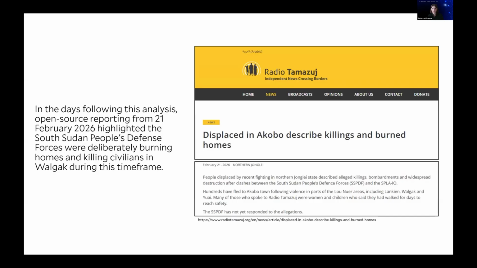So in the days following this analysis, we were able to confirm that there was likely an arson attack human security incident on the 15th of February in satellite imagery. We were then able to see in open source reporting collected on the 21st of February that the South Sudan People's Defense Forces were deliberately burning homes and killing civilians in Walgok during this time frame. Between the date that we identified the potential thermal scarring in satellite imagery versus the confirmation in open source reporting, there was about a week time frame difference.